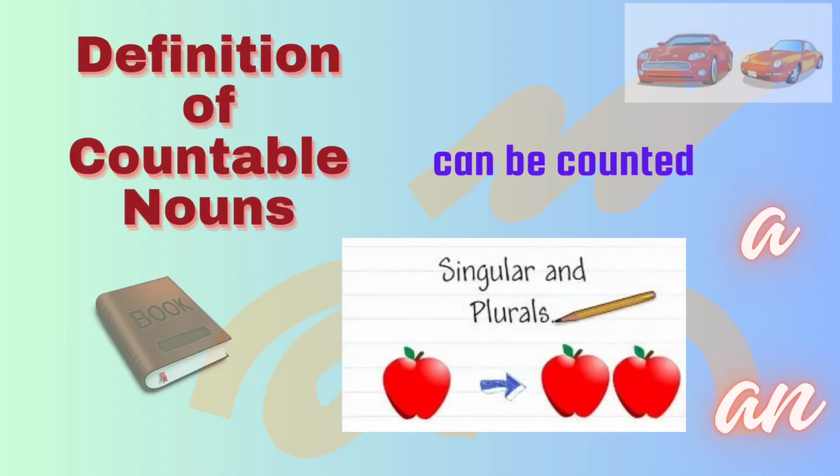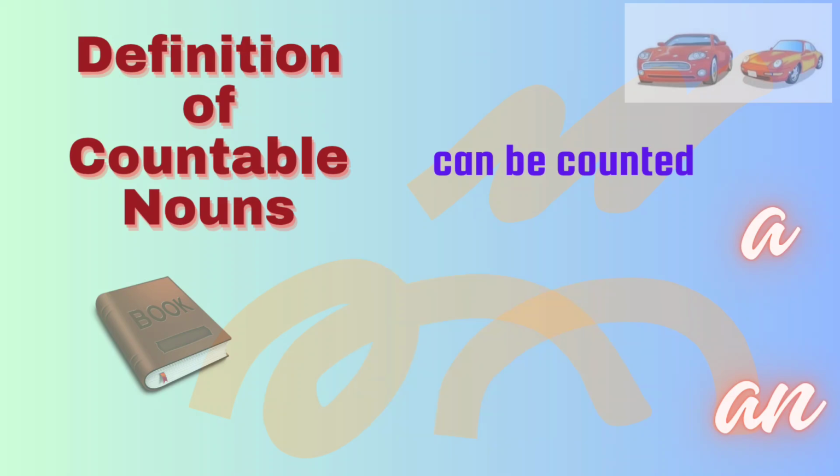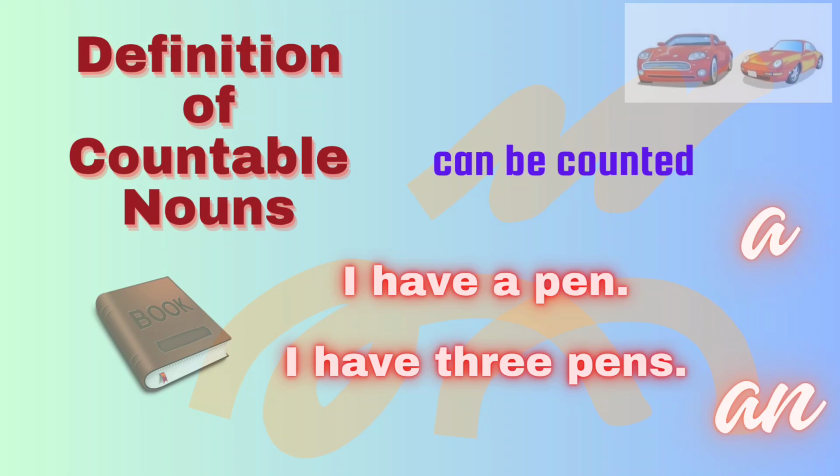Let's talk about the definition of countable nouns. Countable nouns are nouns that can be counted. These nouns can be singular or plural. For example, a book, 2 cars, 5 apples. These nouns are typically used with the indefinite article a or an and can also be used in the plural form. For example, I have a pen, it's singular, but I have 3 pens, it's plural.